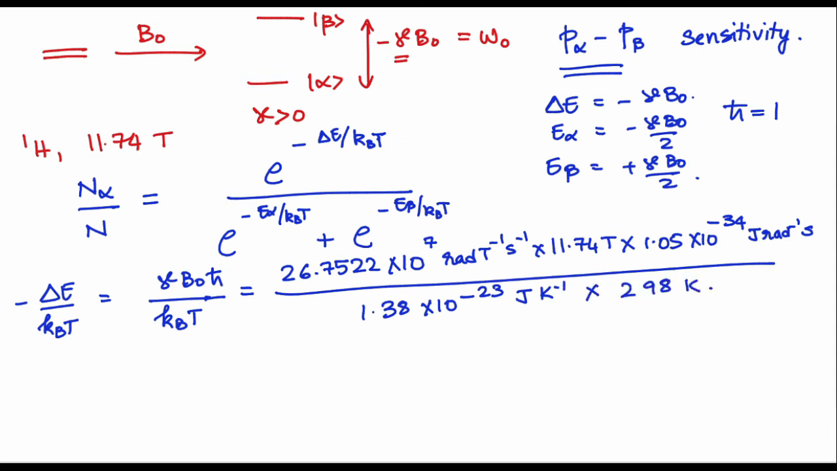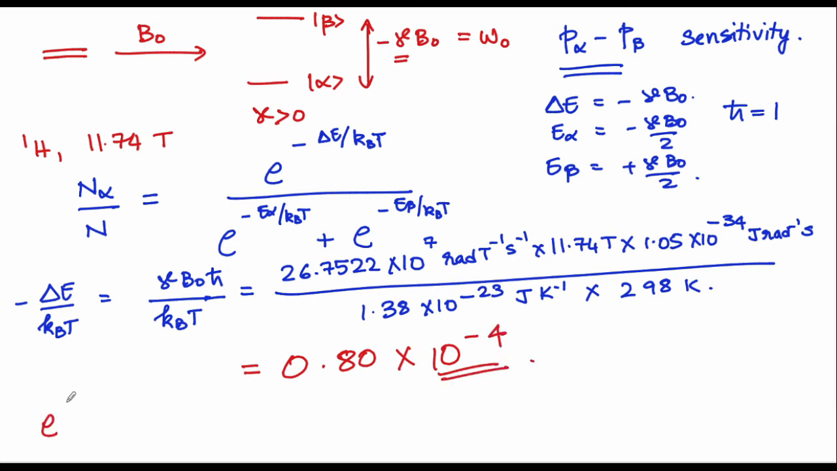We understand here that the Tesla and Tesla cancel with each other, per second and second cancel with each other, and radian will cancel as well. The denominator per Kelvin gets cancelled. Finally, you have joule by joule, which makes this entire term unitless, equal to 0.80 into 10 to the power of minus 4.